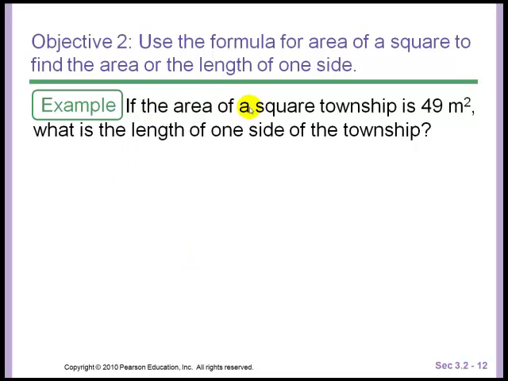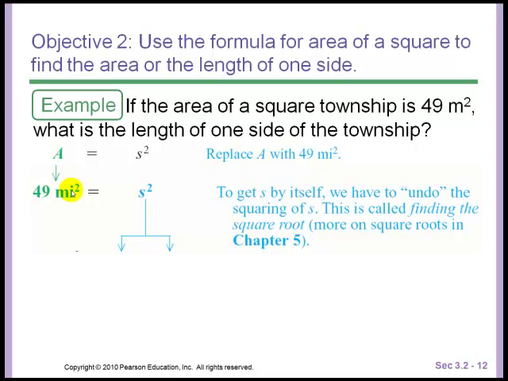Example, if the area of a square township is 49 miles squared, what is the length of one side of the township? Here's our formula. We will replace A, the area, with what we know, 49 miles squared, equals side squared. To get the s by itself, we have to undo the squaring. This process is called finding the square root.